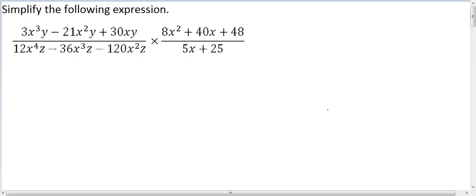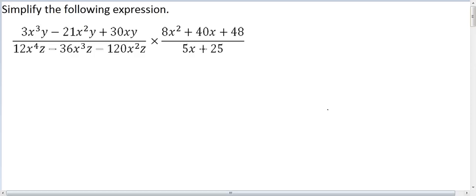The expression is 3x cubed y minus 21x squared y plus 30xy divided by 12x to the fourth power z minus 36x cubed z minus 120x squared z, multiplied by 8x squared plus 40x plus 48 divided by 5x plus 25.